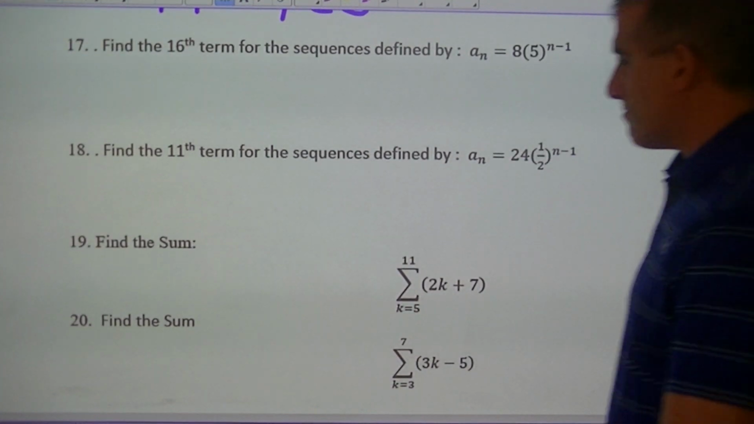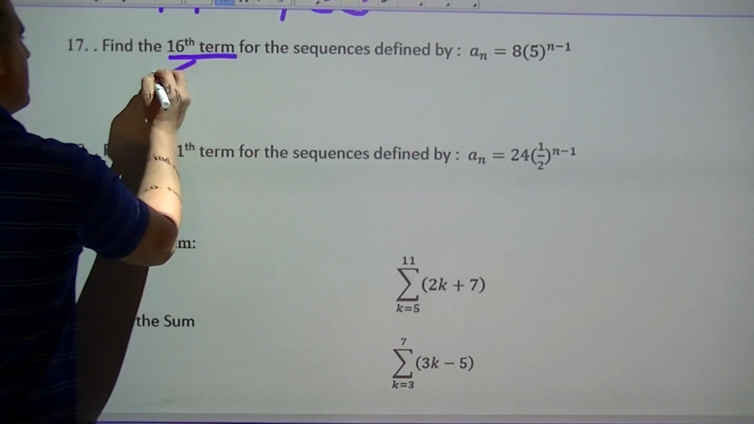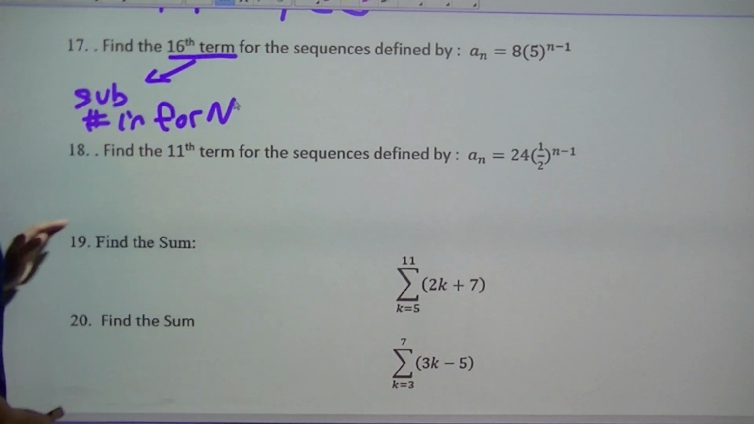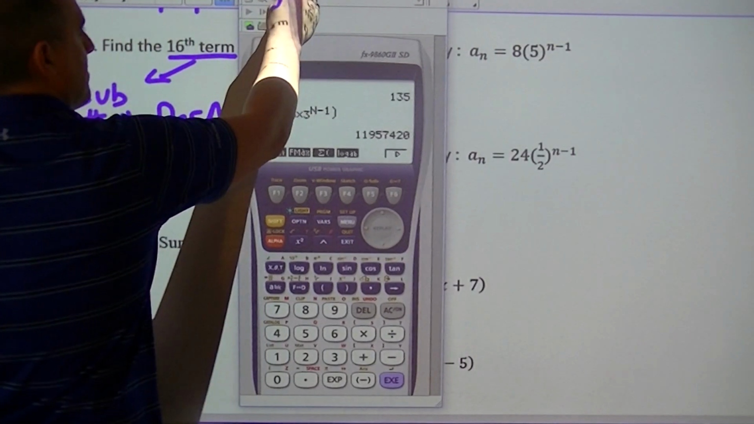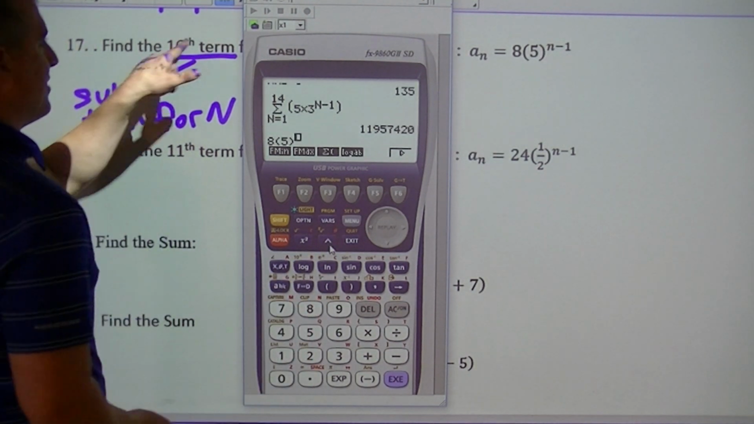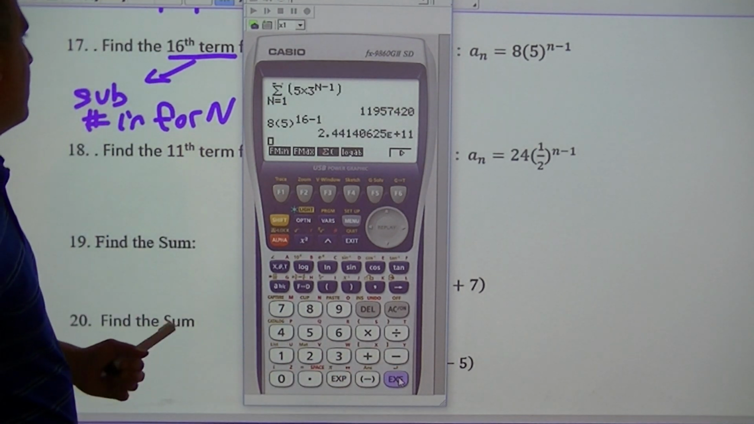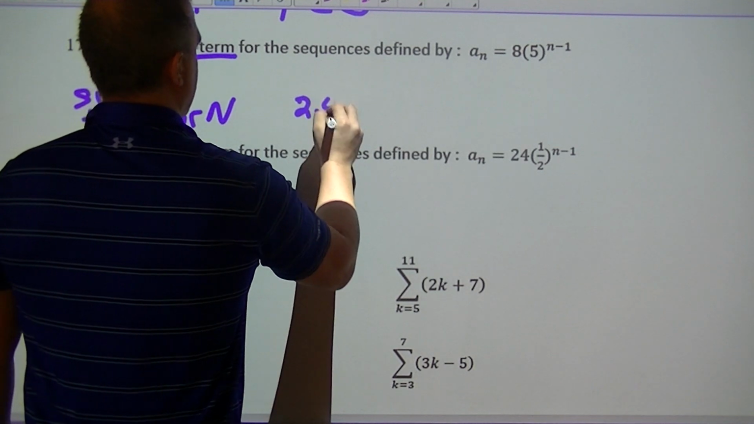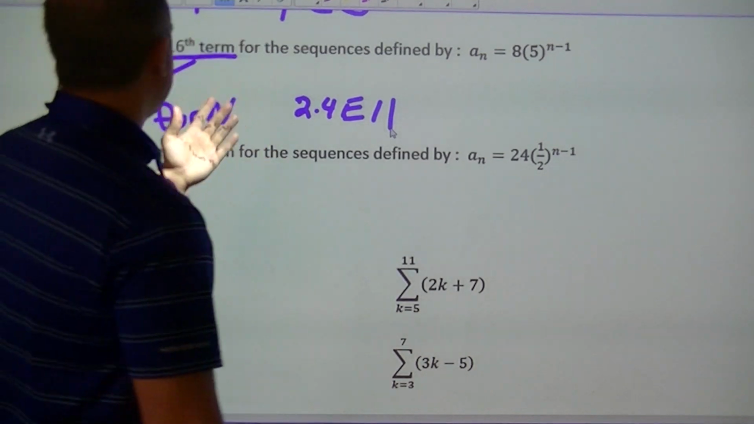Now, here's the difference. When they tell me to find this term, what that means is I sub that number in for n. Now, if they give me the formula, fantastic. If they don't give me the formula, I got to make it. So in this case, it's pretty easy because they give me the formula. So I do 8, parentheses, 5, exponent, and I'm going to put 16 for n. And that would be that term. 2.4 E11. If you get above 10, usually that's probably not a great question. Usually the number will be a little bit more reasonable.